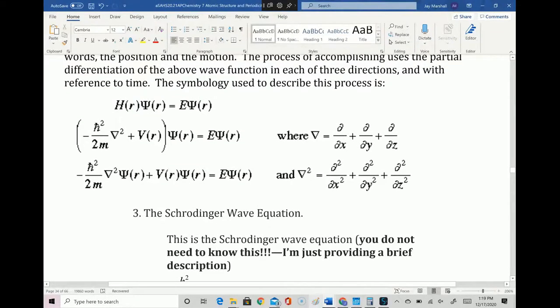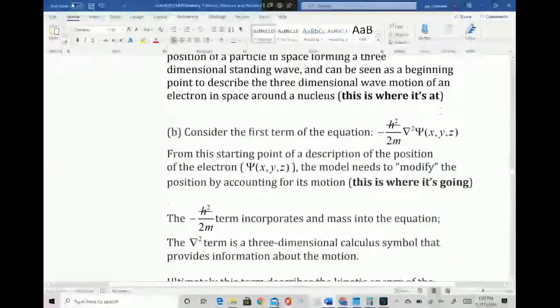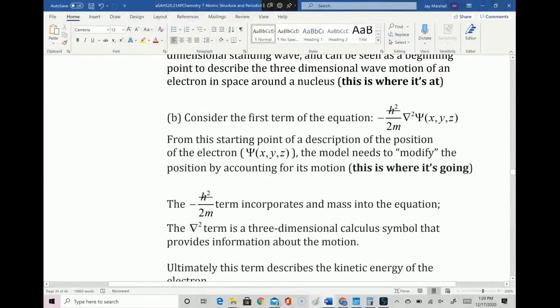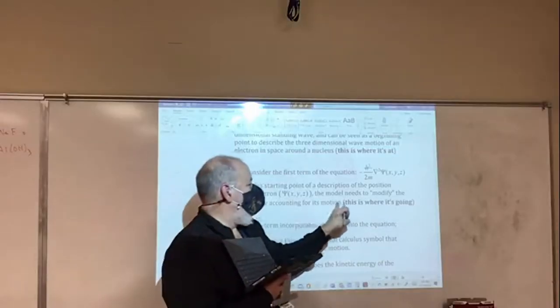Okay? Now, notice that we've got this description here. The psi is just saying this is a wave function. It's not telling you what the rule for that function is. It's just saying this is a wave function with respect to something. Okay, the first term of the equation, this strange symbol here, is Planck's constant. And if I put a little slash through it like that, it tells me that it's referring to the momentum of the particle. Okay, so from this starting point of a description of the position of the electron, the model needs to modify the position by accounting for where it's going.